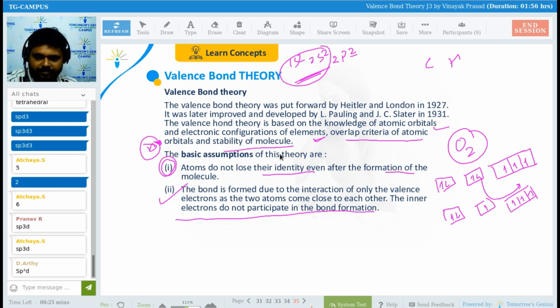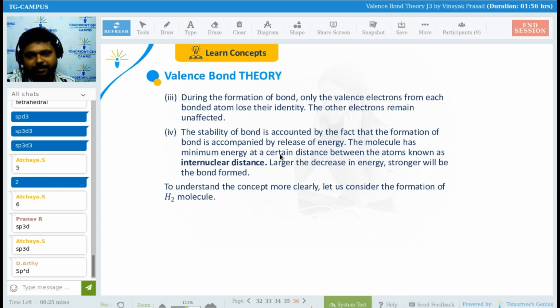Fine. Now see here. During the formation of a bond, only the valence electrons from each bonded atom lose their identity. The other electrons remain unaffected. The stability of a bond is accounted for by the fact that the formation of a bond is accompanied by release of energy. The molecule has minimum energy at a certain distance between the atoms, known as the internuclear distance. The larger the decrease in energy, the stronger the bond formed.